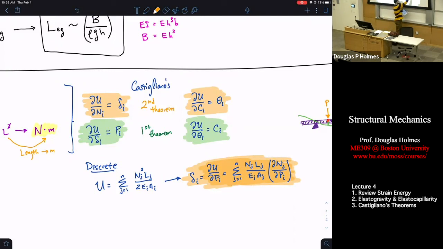Take derivatives of the internal resultant with respect to the external force that's being applied at the point that you're interested in. You calculate these internal resultants the same way you would in statics, method of sections, method of joints, whatever is relevant for that problem. But this would be used for something like a truss.